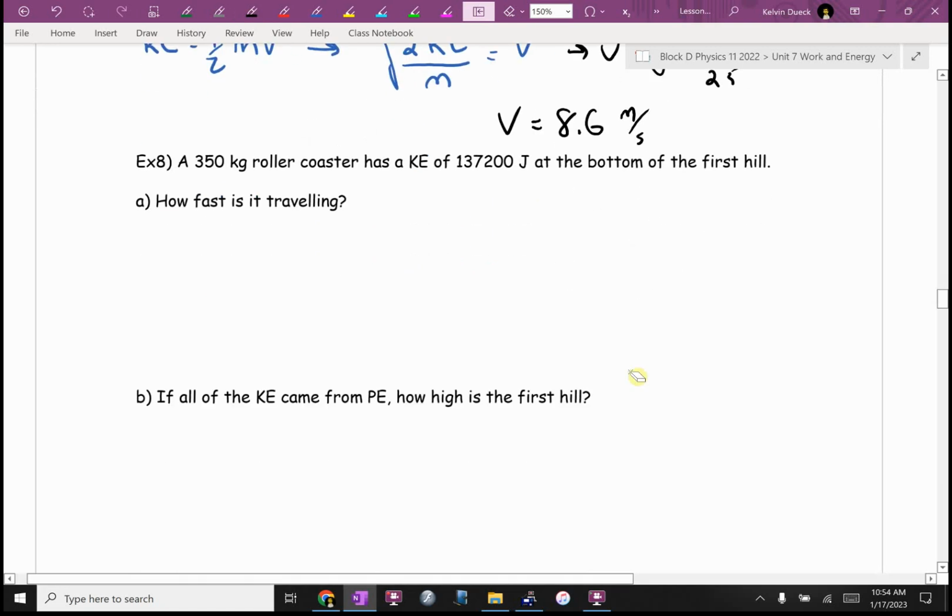Okay. I like example 8. We're going to talk about roller coasters. I'm giving you more information in this question than I eventually will. We'll learn how to really analyze roller coasters. But it says this: a roller coaster has a kinetic energy of that at the bottom of the first hill. Okay. Oliver, what's A asking me to find? You know what? They gave me mass and kinetic energy. I think it's going to be really similar to the one that we just did. It's going to be KE equals 1/2 mv squared. And I'm going to get the v by itself.